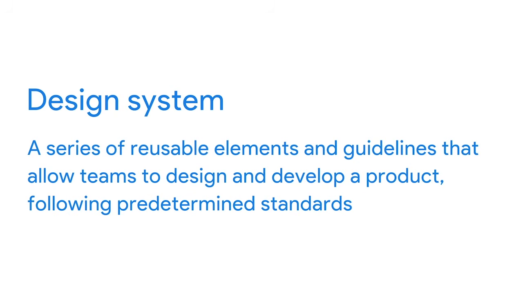Let's start with the definition. A design system is a series of reusable elements and guidelines that allow teams to design and develop a product following predetermined standards. Have you ever worked at a business that had a series of guidelines for different processes? Did it get hard to keep track of all the rules?